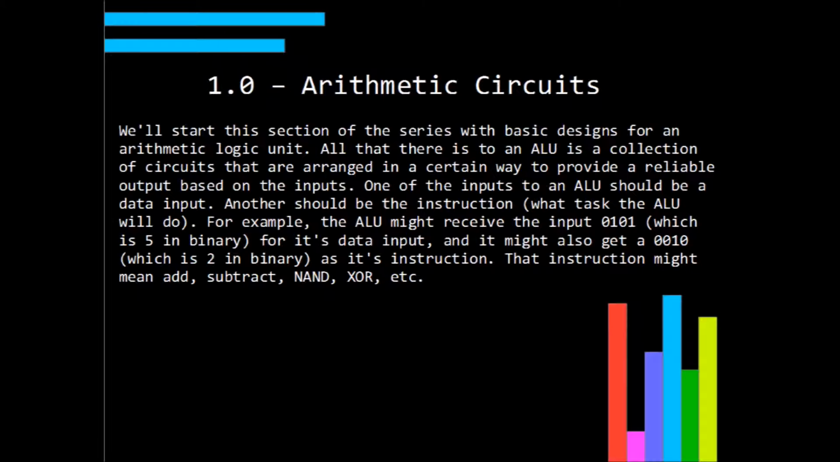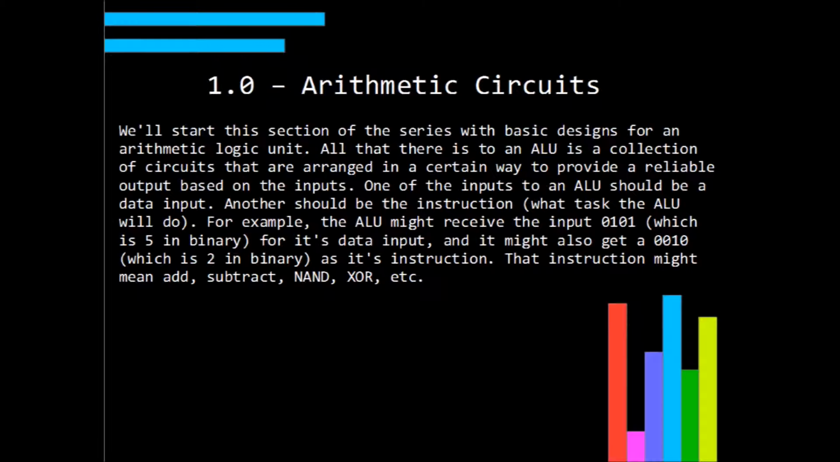One of the inputs to an ALU should be a data input. Another should be the instruction, so what task the ALU is going to do. For example, the ALU might receive the input 0101, which is 5 in binary, for its data input, and it might also get 0010, which is 2 in binary, for its instruction. That instruction might mean add, subtract, NAND, or XOR, etc.